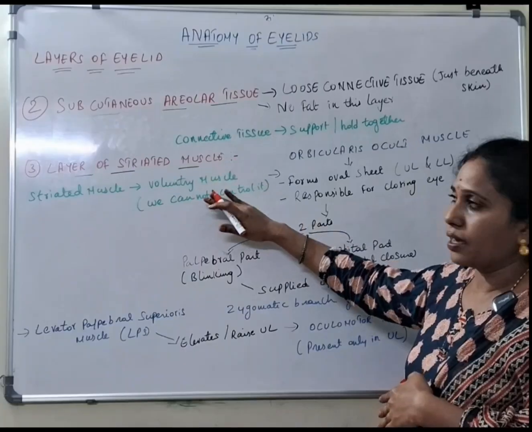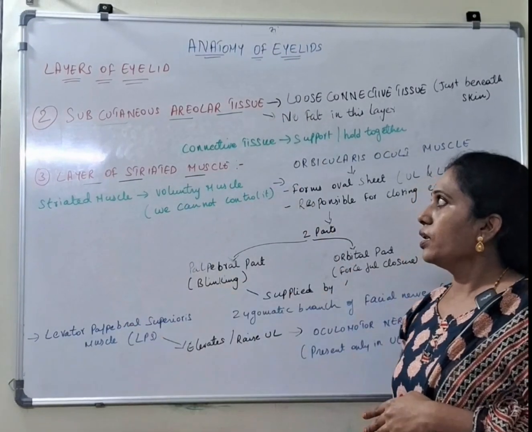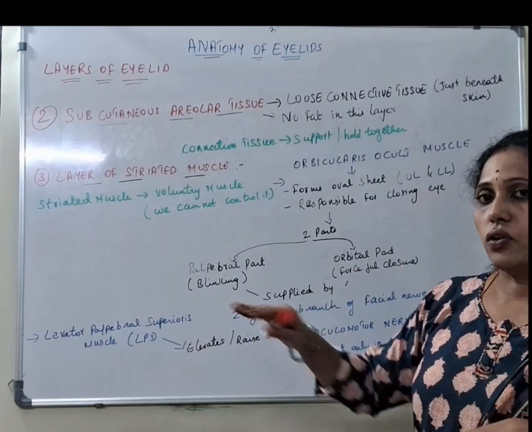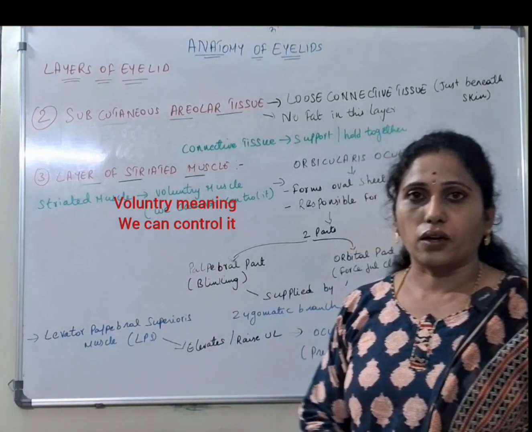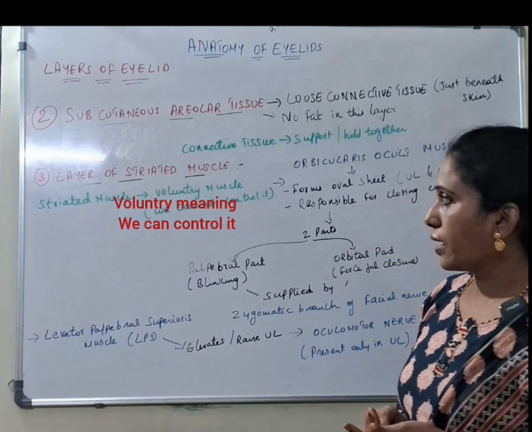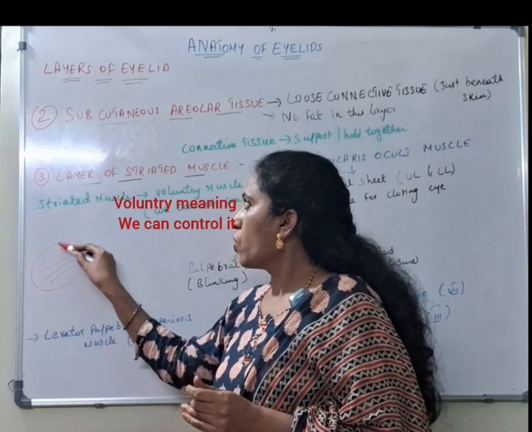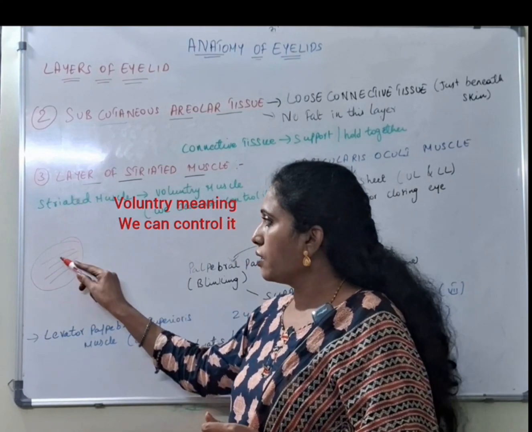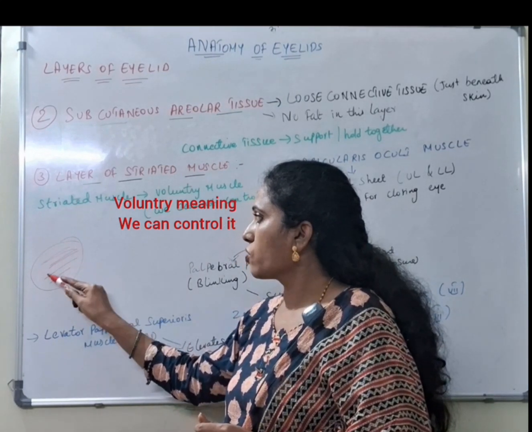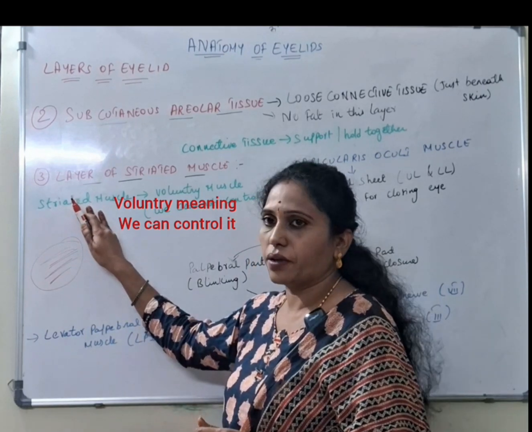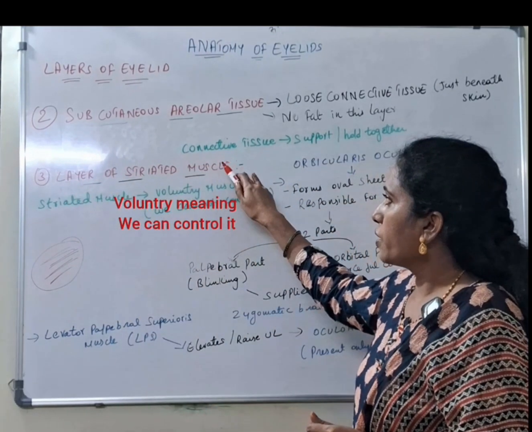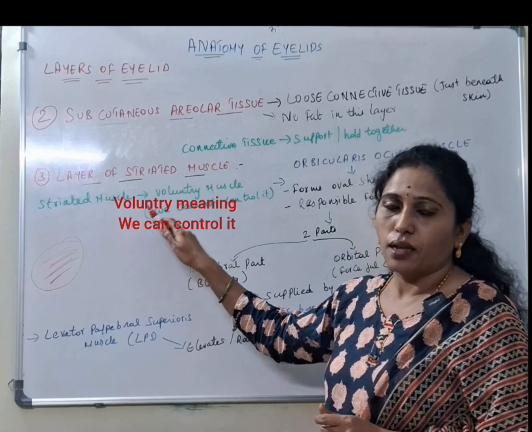as the underlying areas. Next, coming to the layer of striated muscle. Whenever you look at striated muscle under the microscope, it contains lines on it. That is the reason why we call it striated muscle. It contains lines as stripes on it. That's why it has the name striated muscle. The layer of striated muscle is a voluntary muscle.